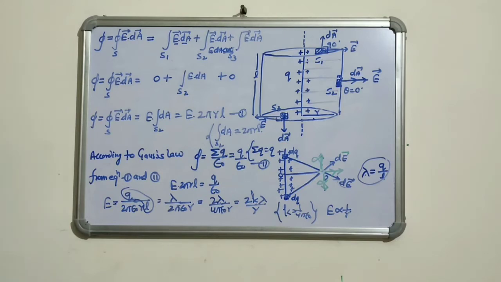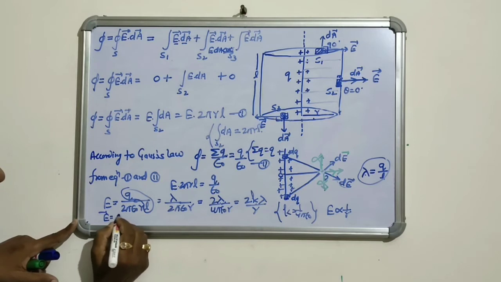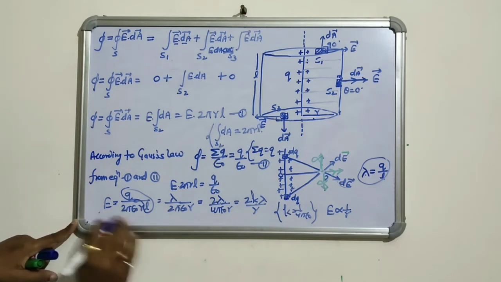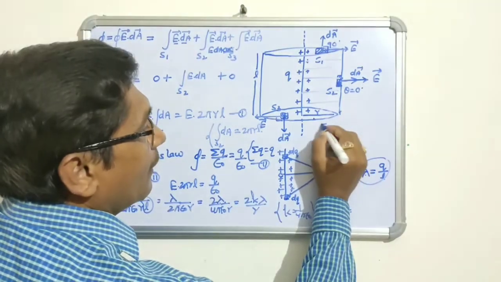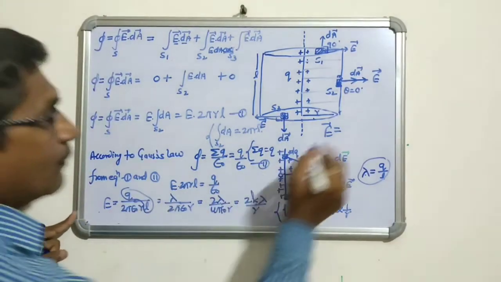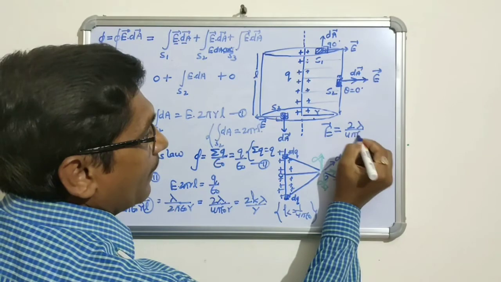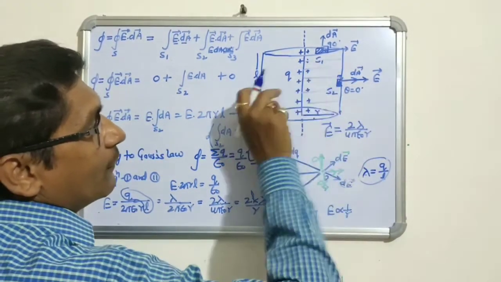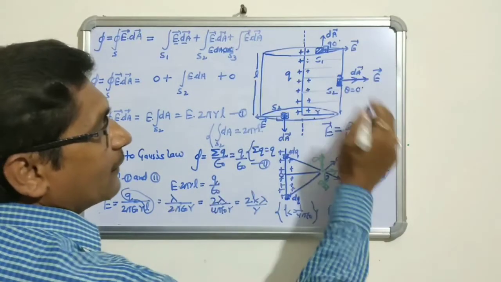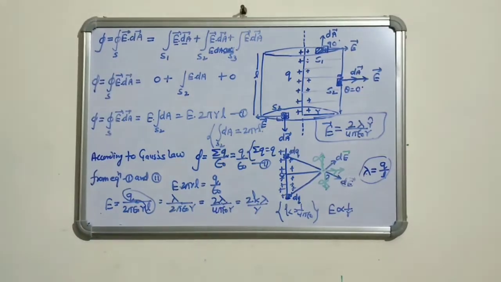And vector notation: E vector equals to 2 lambda upon 4 pi epsilon naught R, and electric field is acting in the direction along the radius, so R cap. This is the vector notation.